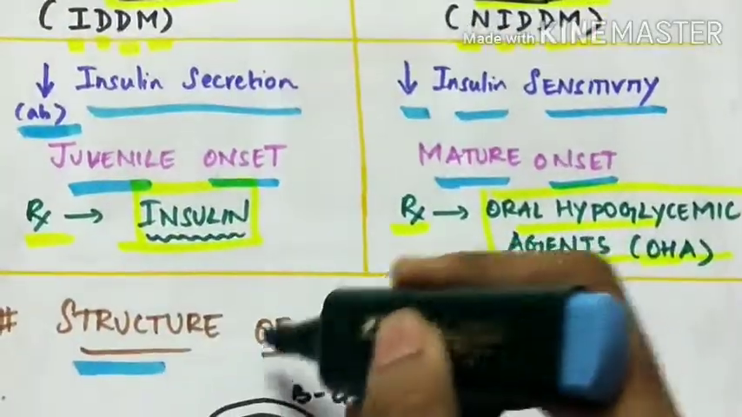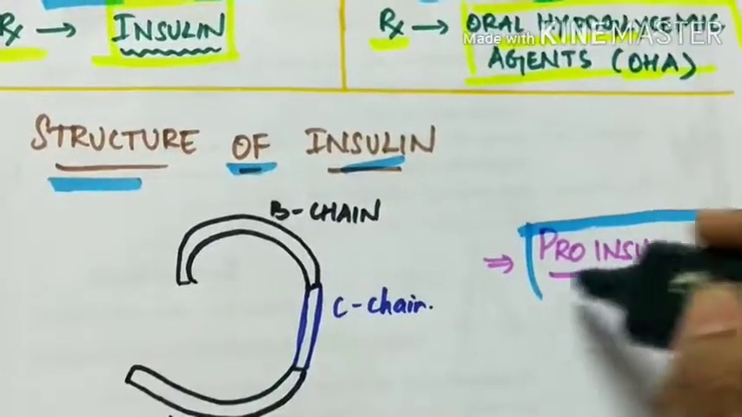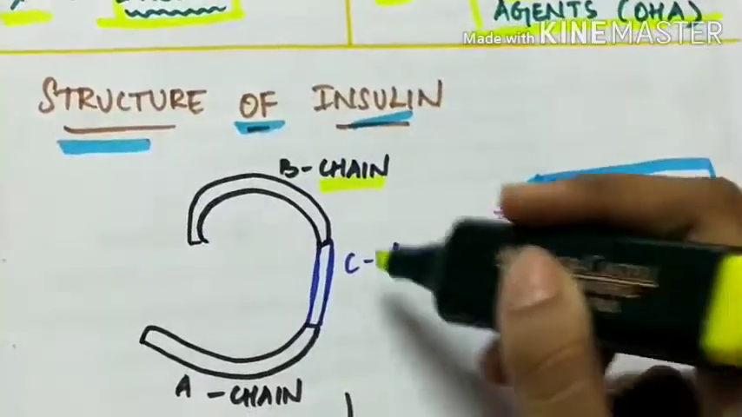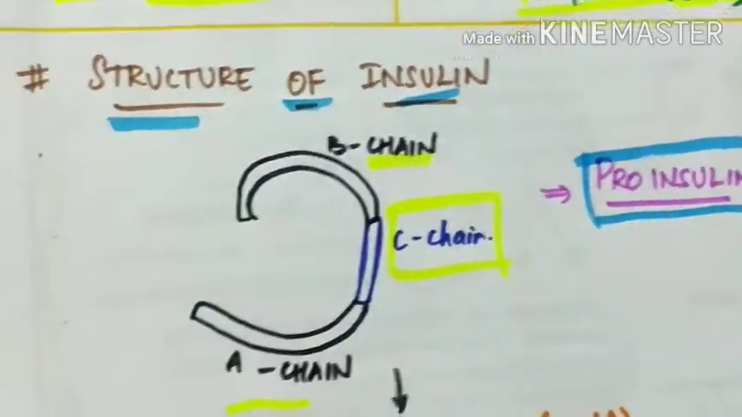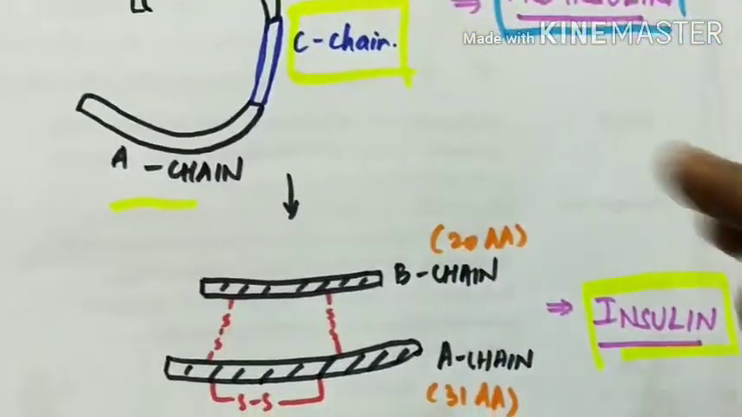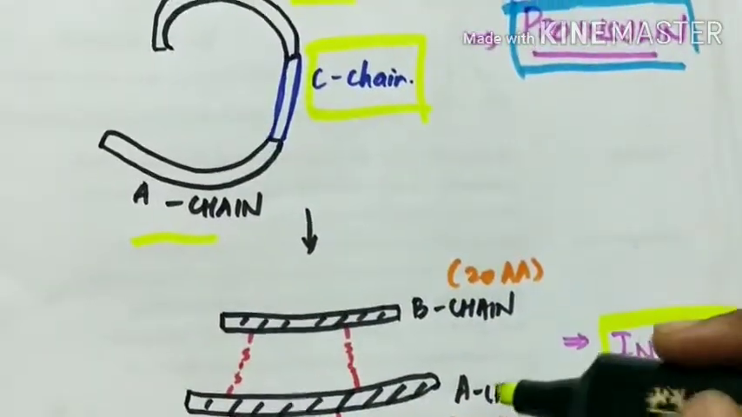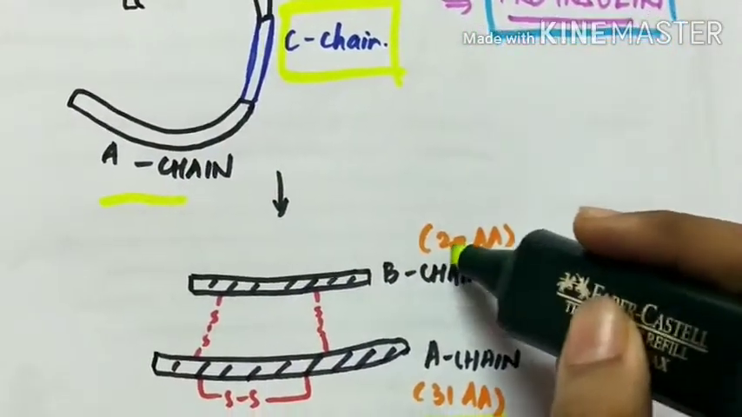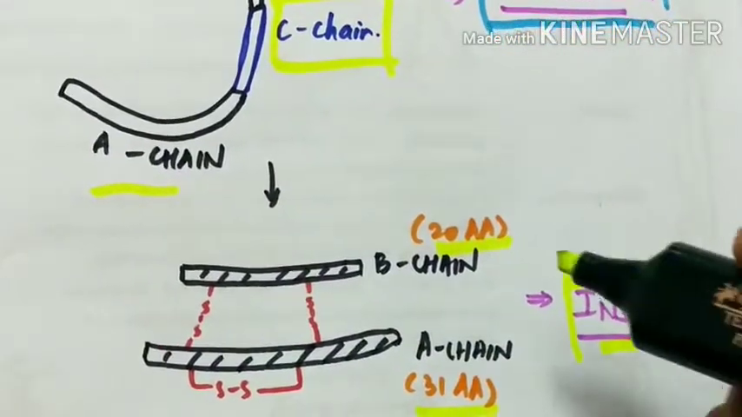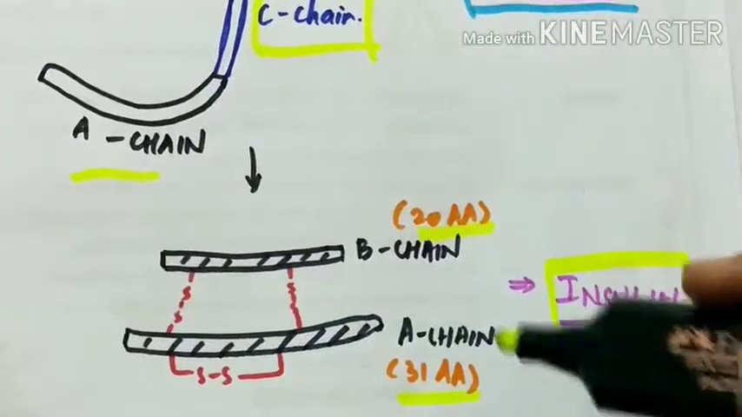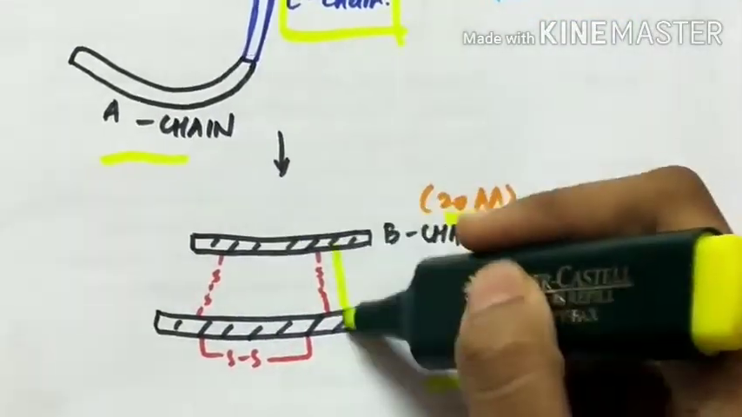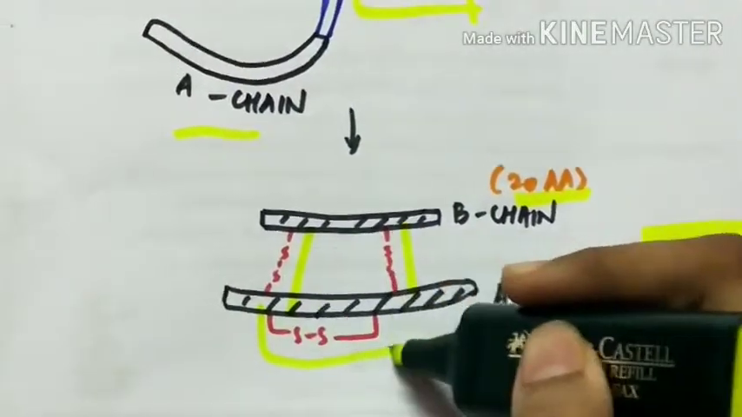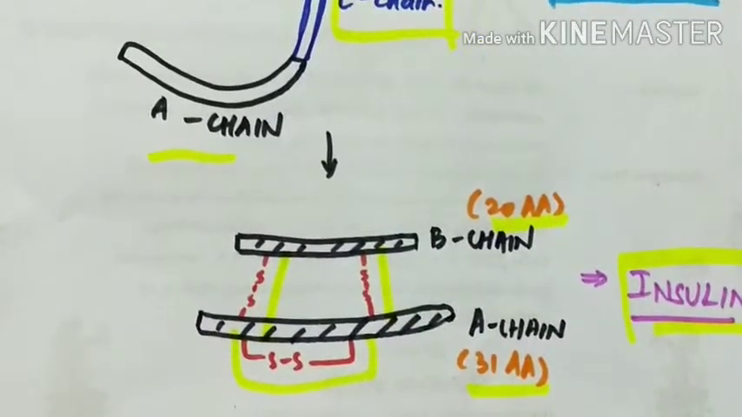The structure of insulin. The proinsulin is made up of three chains: A chain, B chain, which are joined by the C chain. When it converts to mature insulin, the C chain breaks out. So there is only A and B chain. A chain is made up of 31 amino acids. B chain is made up of 20 amino acids. So mature insulin is a polypeptide of 51 amino acids. The A and B chains are connected by two disulfide bonds, and there is an intra-chain disulfide bond within the A chain. This is the structure of insulin.